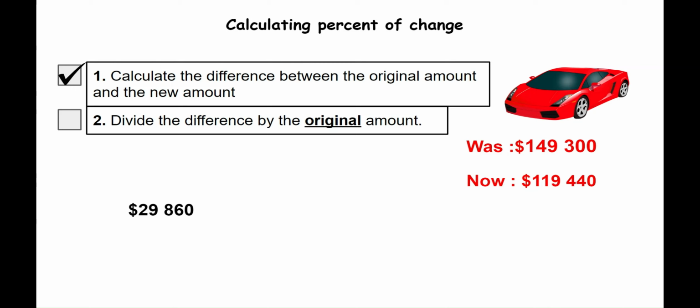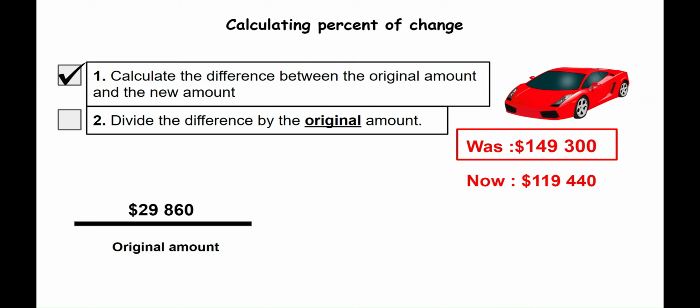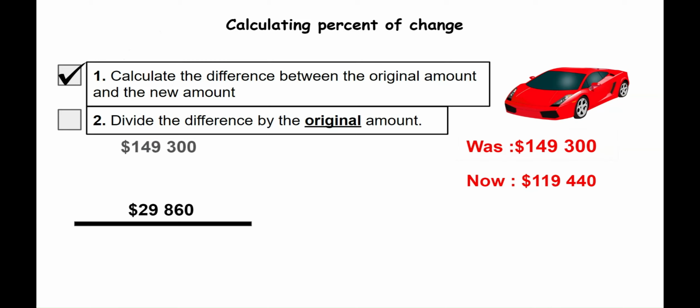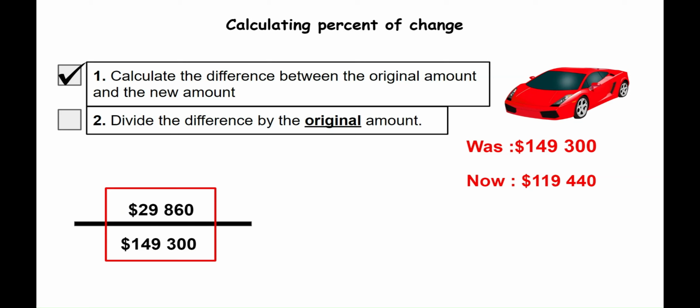Our second step is to take our difference and divide it by the original amount. Now, the original value of the car was $149,300. So that's what we're going to divide by. And by the way, please feel free to use a calculator to calculate this. So the difference of 29,860 divided by the original cost of 149,300 equals 0.2.